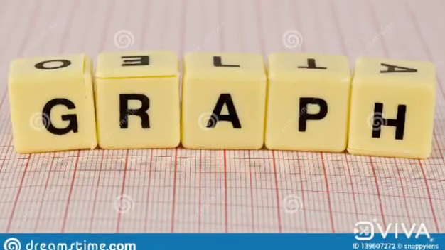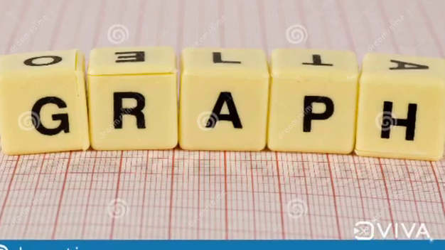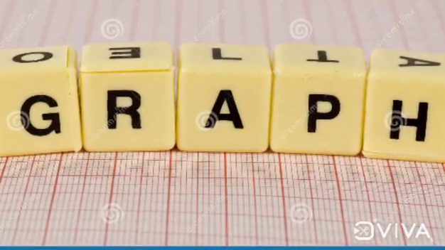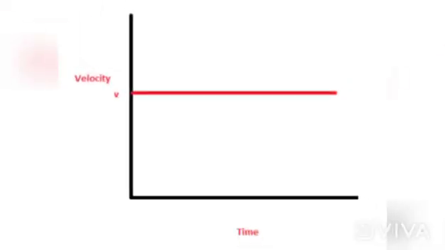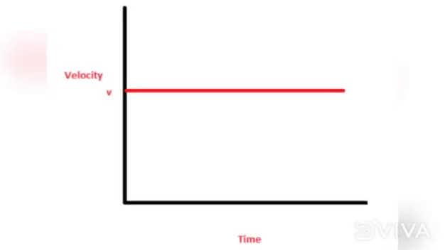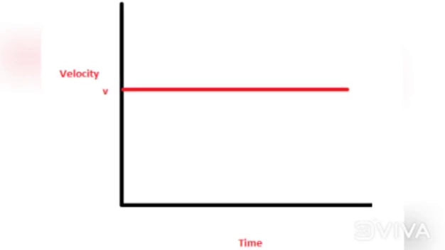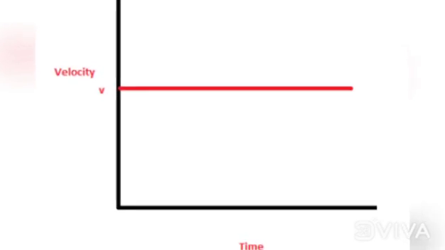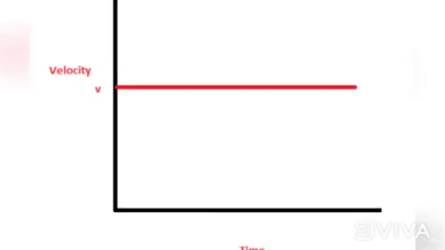Now let's talk about the velocity time graph of the objects we have studied before. This is a velocity time graph of an object moving with zero acceleration. Since there is no acceleration, velocity will be constant and thus we will get a constant velocity at every point of time.